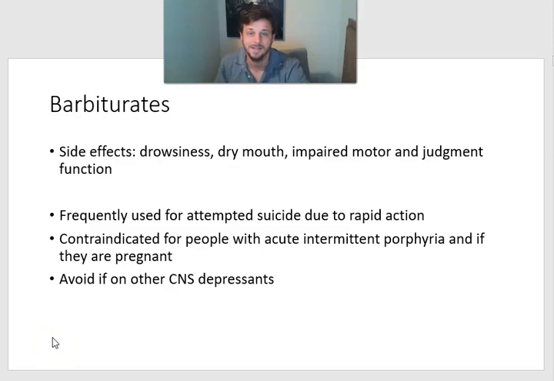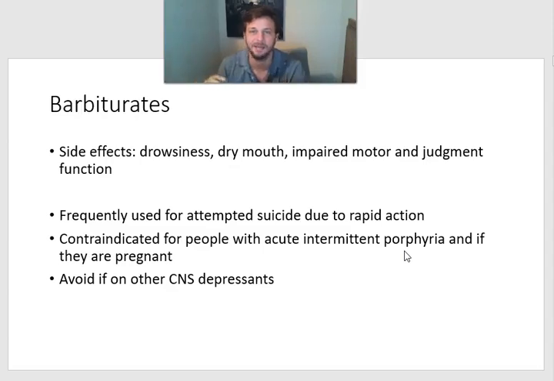It is also contraindicated for people with acute intermittent porphyria and if they're pregnant. Acute intermittent porphyria. So porphyria is a metabolite that is a precursor to hemoglobin, and so you need it to make hemoglobin. There is a rare genetic disorder that causes a deficiency in the enzyme hydroxymethylbilane synthase. That's a mouthful, right?